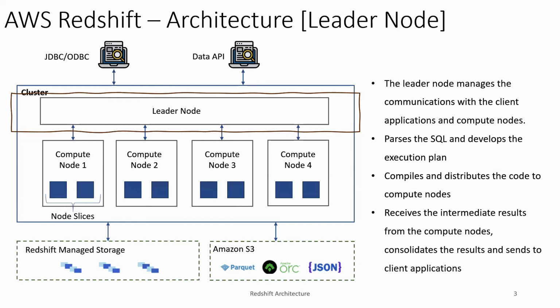The leader node manages the communication with the client applications and the compute nodes. It parses the SQL and develops the query execution plan. So the leader node compiles the code and distributes it to the compute nodes. It receives the intermediate results from the compute nodes, aggregates them, and shares the final results with the client application.